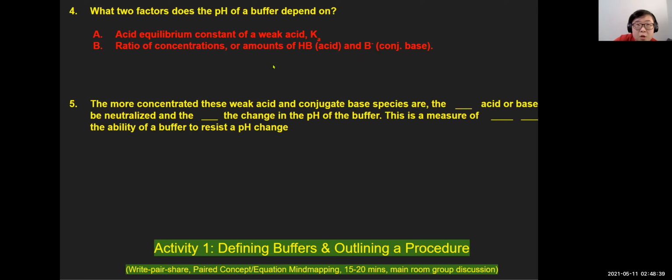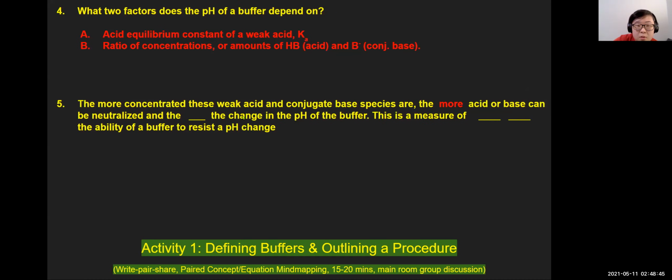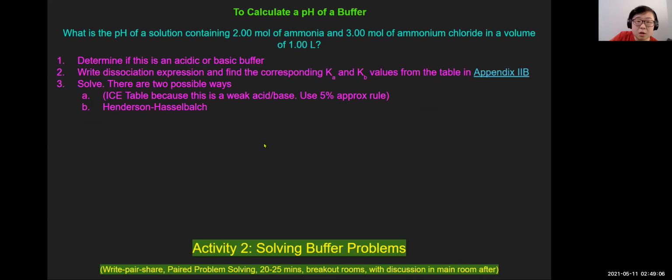That shows how much of the buffer capacity you are in, what percent of the buffer you have used. So the more concentrated these weak acid and conjugate base species are, the more acid or base can be neutralized. That means if you have a greater concentration, you have more of the buffer, you can neutralize more acid or base and resist the pH change. And the less the change in pH of a buffer, this is a measure of buffer capacity, the ability of a buffer to resist the pH change.